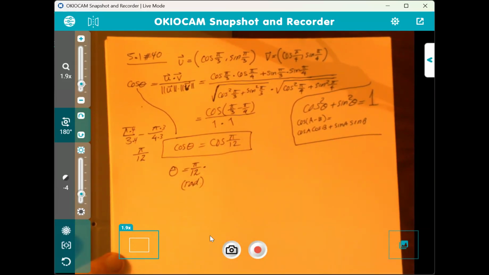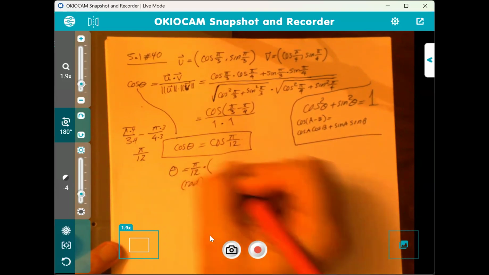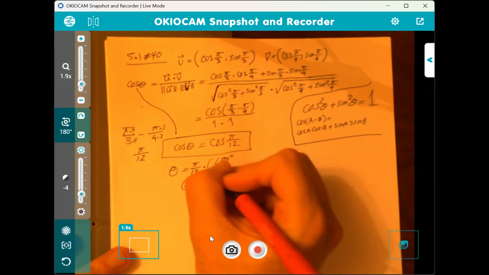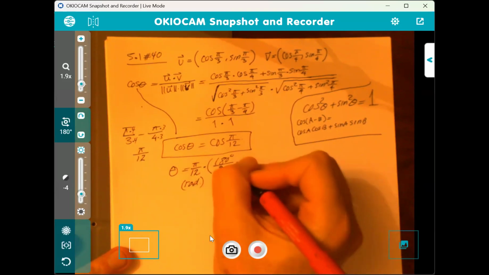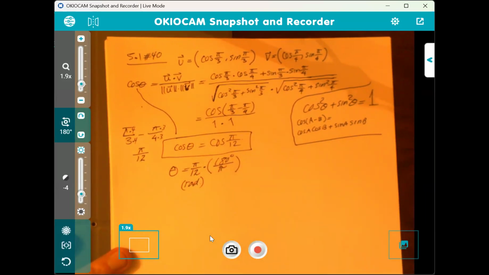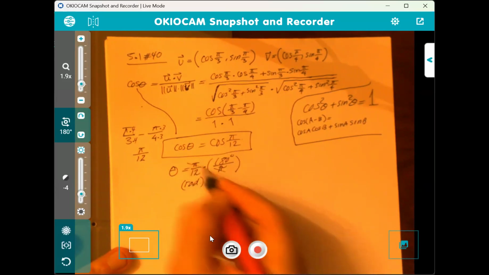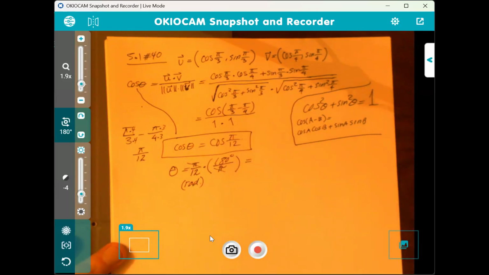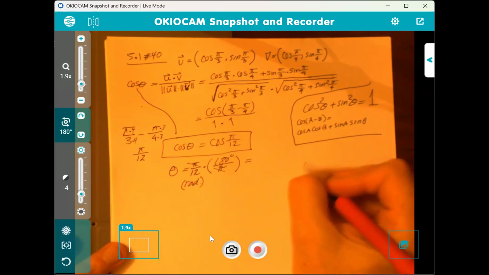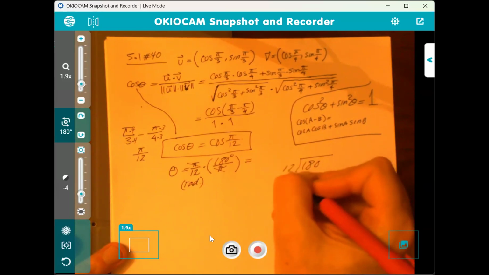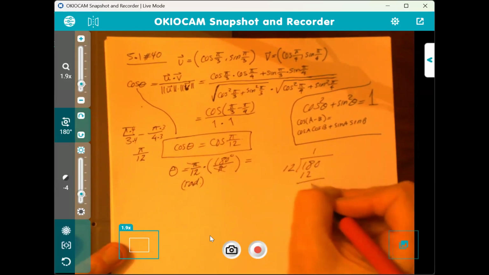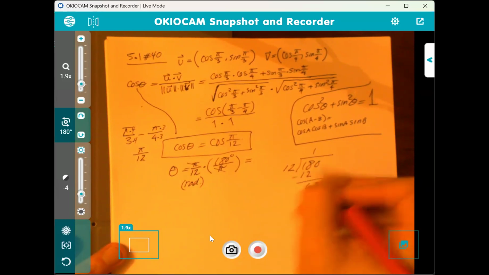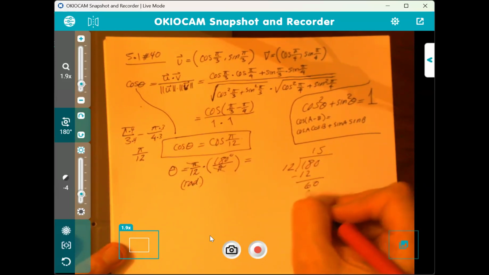We need to multiply by a conversion factor, right? And to convert from radians to degrees, we have the formula 180 degrees to pi radians, right? Divide the pi's out. So in degrees, that's 180 divided by 12. Now 180 divided by 12, that's going to be 15, right? 5 times 12, 60.